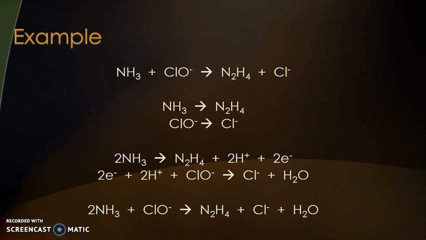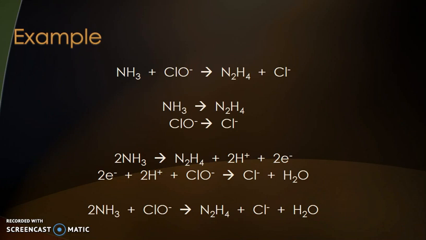This first example happens in basic conditions, but in fact the OH minus ions don't feature in the overall equation. When you break it down, in your first step you are turning your ammonia into hydrazine, and you've got two H pluses and two electrons which you have to add into the reaction. Same deal when you do your chlorine to chloride. Again, you've got two H plus and two electrons on the opposite side. So when you balance the equation overall, they all cancel out. That's not unusual, and it does make life a little easier sometimes.